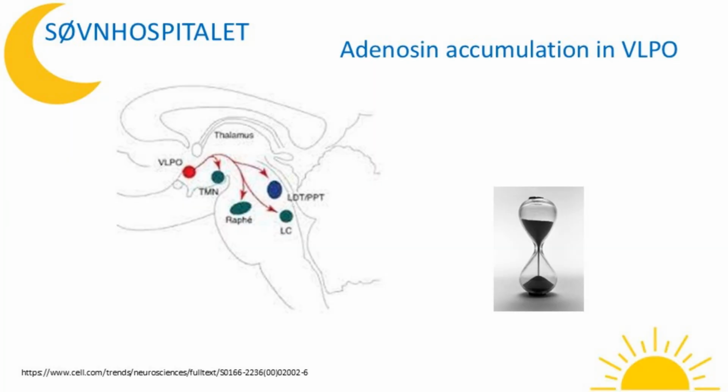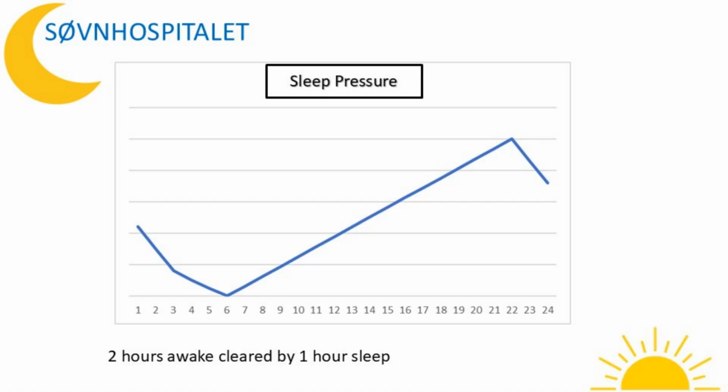It's actually a pretty simple system. It's accumulation of adenosine in a part of the brain. The adenosine in the brain accumulates in the VLPO, which is a primitive part of the brain. It works as an hourglass, meaning that when you're awake, you accumulate the need for sleep. And when you sleep, you clear this adenosine and therefore regain the ability to be awake.